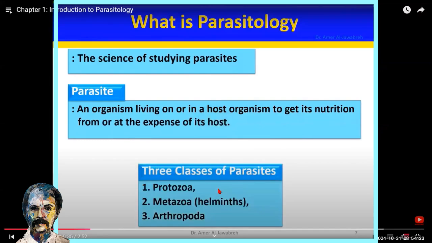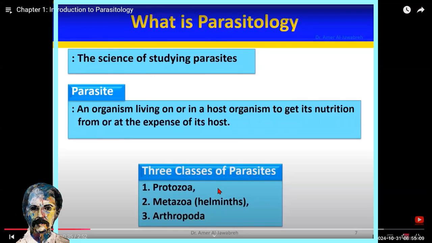Three main classes of parasites. Protozoa, which are unicellular, single cell. You have metazoa, helminths, that's worms. Protozoa, the majority, are microscopic. You cannot see them with the naked eye. But metazoa, helminths, the majority, you can see them with the naked eye. Some of them are 0.1 or 1 millimeter, and some of them are 1 meter long. We will come across these during the course.